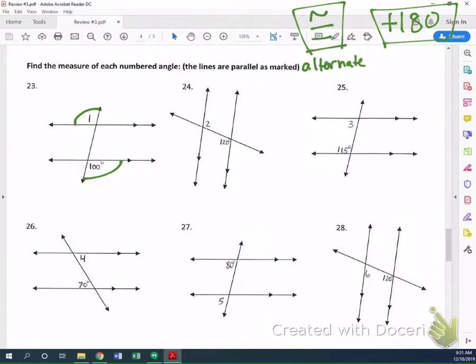In number 23, those are what we call alternate exterior angles, because they're on different sides of the transversal and they're outside of the parallel lines. Alternate exterior angles are congruent. So the measure of angle 1 is just 100 degrees. It's the same thing.